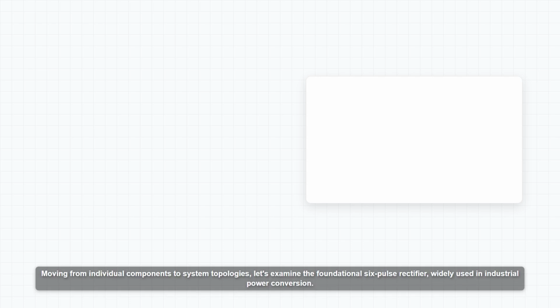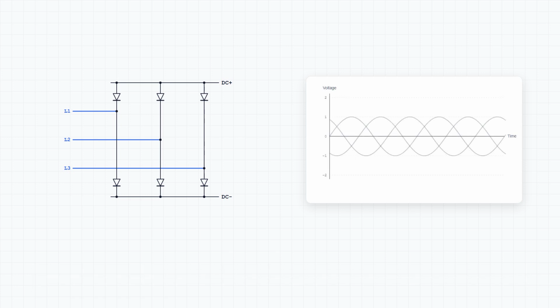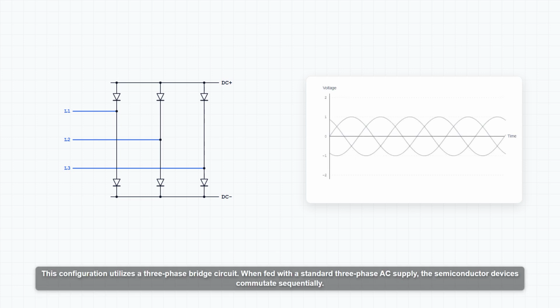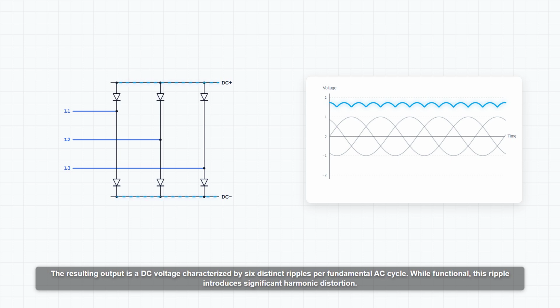Moving from individual components to system topologies, let's examine the foundational 6-pulse rectifier, widely used in industrial power conversion. This configuration utilizes a three-phase bridge circuit. When fed with a standard three-phase AC supply, the semiconductor devices commutate sequentially. The resulting output is a DC voltage characterized by 6 distinct ripples per fundamental AC cycle.